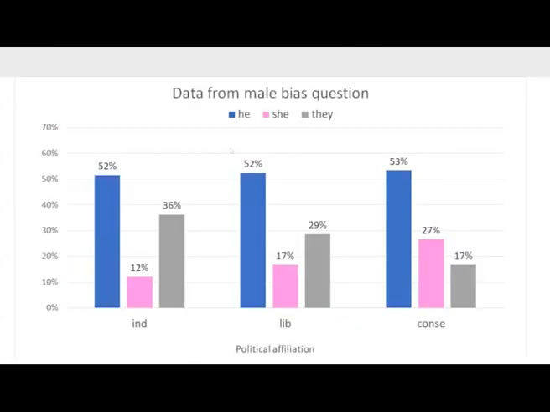Now that we know that gender bias is related to gender pronoun use, we can move on to answering the next question, political ideology. This first graph shows data from the male bias condition across all three political ideologies that we've collected. You can look at the percentage spreads of the three gender pronouns as they're used by participants from the three political ideologies. As you can see, people answered he the most regardless of political affiliation for all male bias questions.